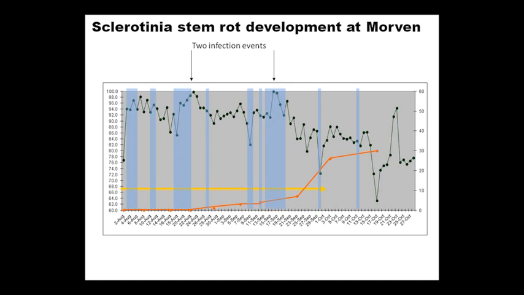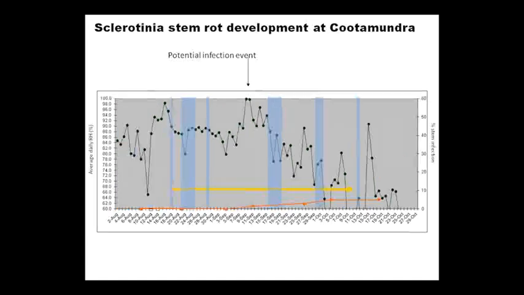This site here at Morven, again there's been 2 infection events, but this time instead of being sort of 5 days at 100% humidity, the time at 100% humidity was a lot less. There's the flowering period, and he's ended up with about 30% of the plants with stem rot. And then he's got the example here at Cootamundra where we did get 100% humidity, but it didn't line up with the rainfall event, and we've ended up with about 5% of plants with the stem rot.